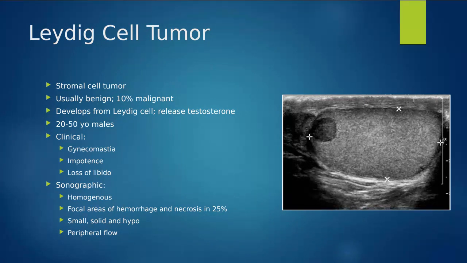Clinically, they are going to develop gynecomastia, which is the presence of enlarged mammary tissue in a male patient. They are going to have impotence. They are also going to have loss of libido. On ultrasound, we're going to see a homogeneous mass. We could also see focal areas of hemorrhage and necrosis in 25% of cases. We could see a small solid hypoechoic mass with peripheral flow.